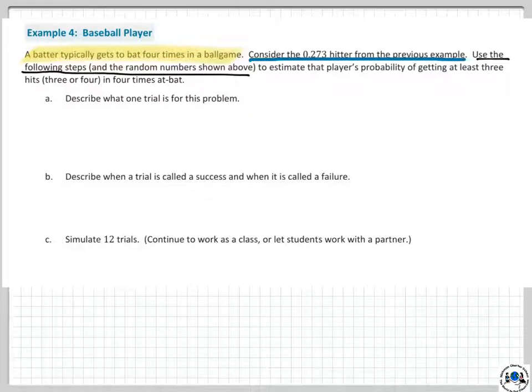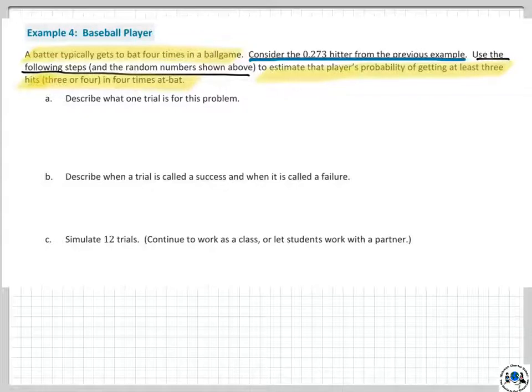Those random numbers that we've already used to estimate that player's probability of getting at least 3 hits, 3 or 4 in 4 times at bat. So we are trying to estimate the probability of getting at least 3 hits in 4 times at bat.